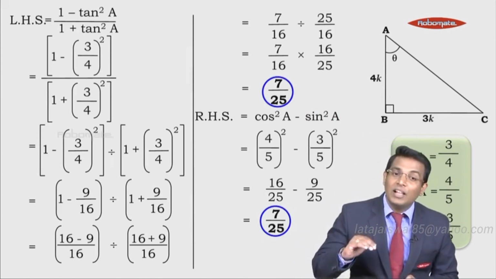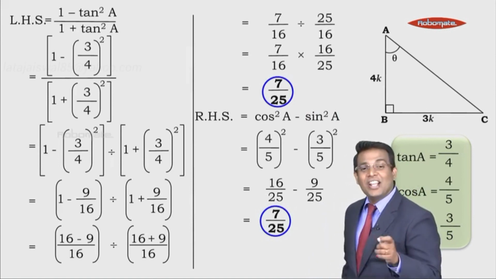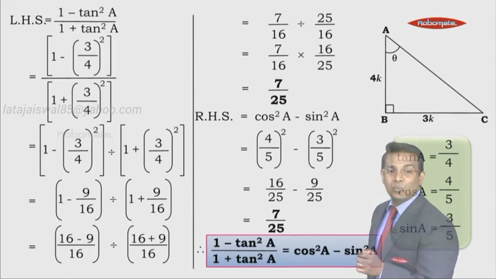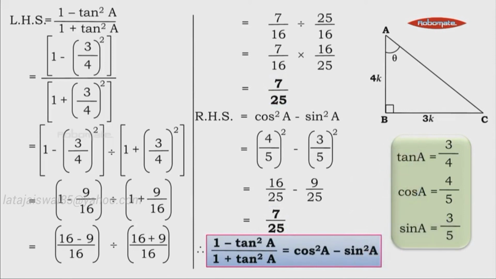Now if you observe the left hand side and the right hand side, they are equal. So hence we have proved what we had to prove, that 1 minus tan square A upon 1 plus tan square A is equal to cos square A minus sin square A.